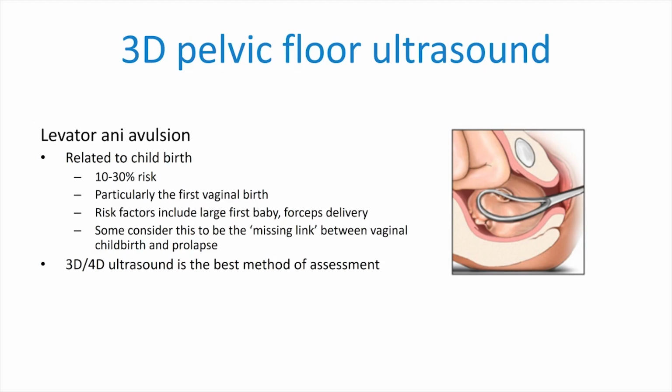And unfortunately, levator ani avulsion is quite common, particularly in relation to childbirth, and the main risks are large first baby and forceps delivery, and the risk increases by 3 to 5 times in women who have a forceps delivery compared to a normal delivery. And some people consider the levator ani avulsion to be sort of the missing link between vaginal childbirth and prolapse.